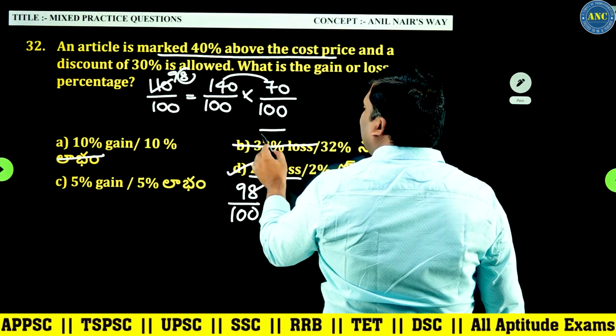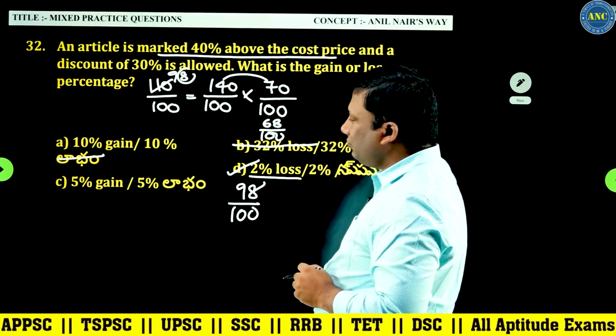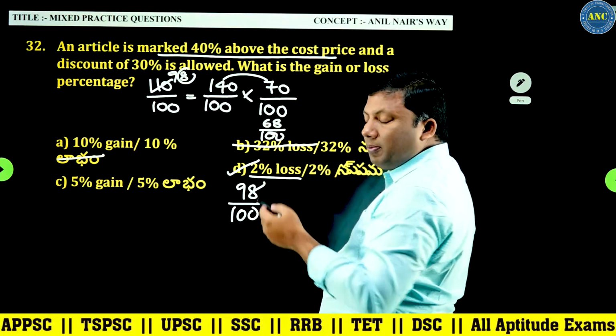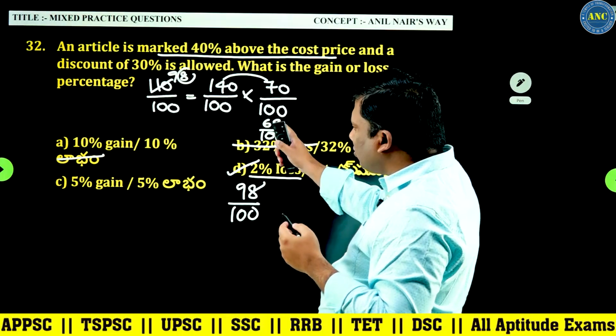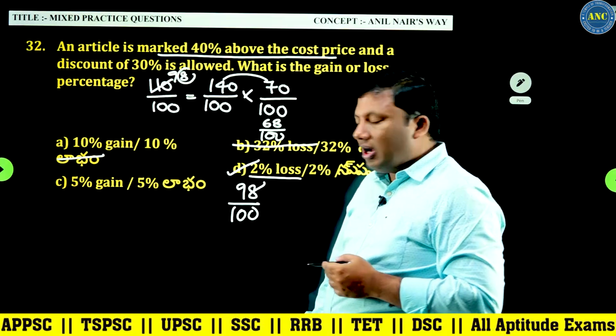It is 32 loss. 132 loss is 68. Right hand side is a multiple of 7. Left hand side should also be a multiple of 7. 68 is not a multiple of 7. Are you all with me?